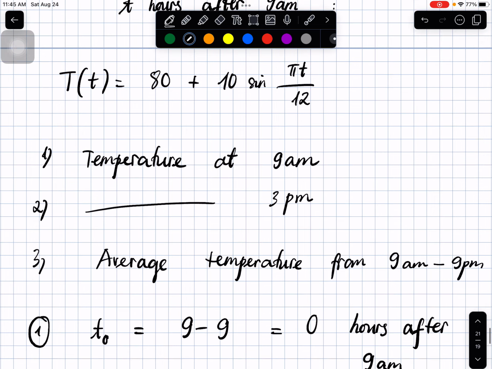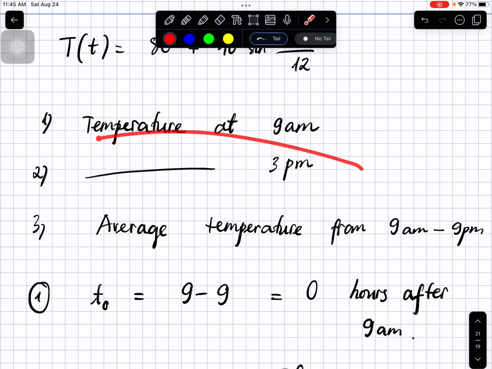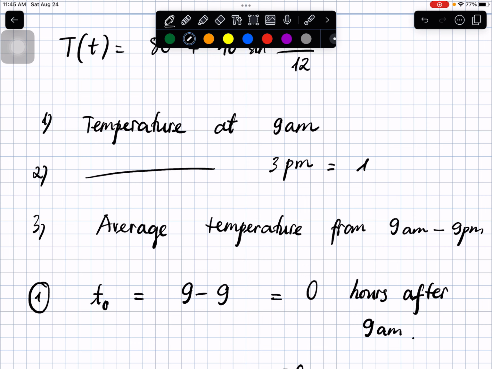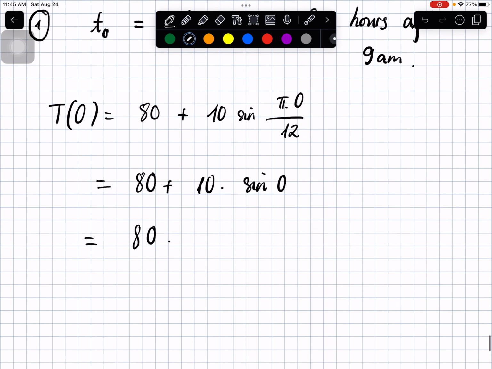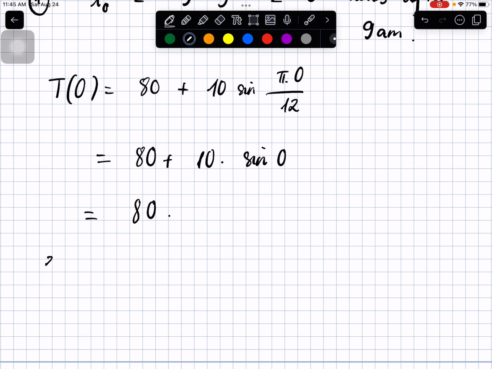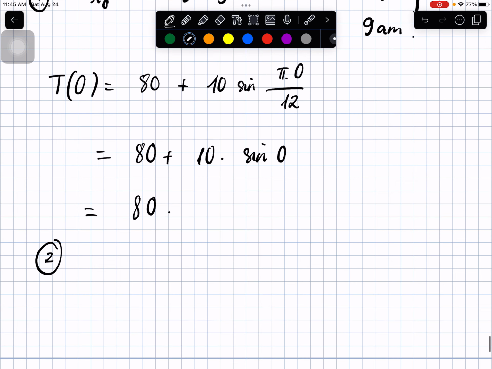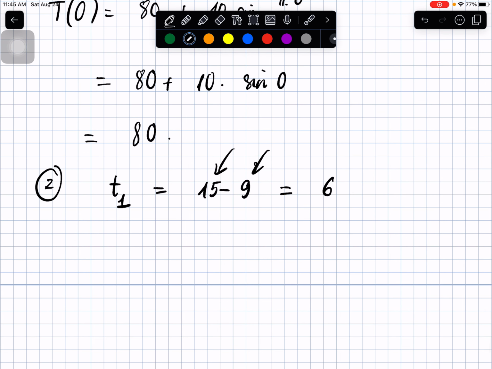What else? The second one is the temperature at 3 p.m. So 3 p.m. is 15, right? So T1 is how many hours after 9 a.m. So it's 15 minus 9. So 3 p.m. is 6 hours from 9 a.m.